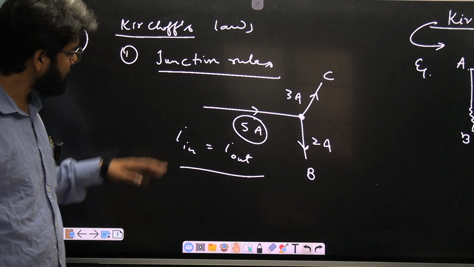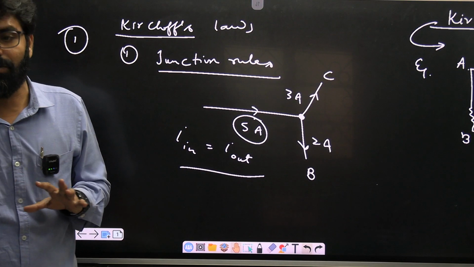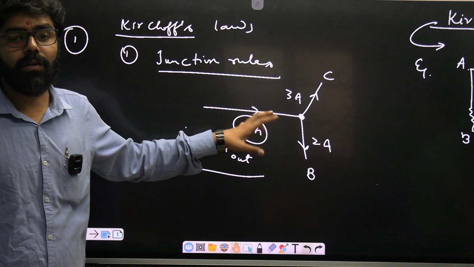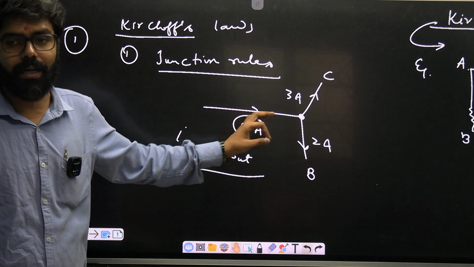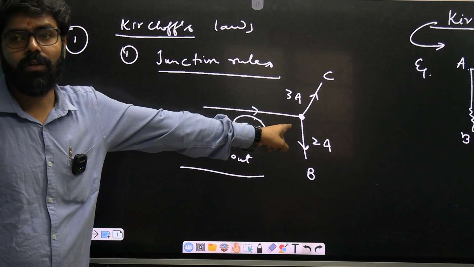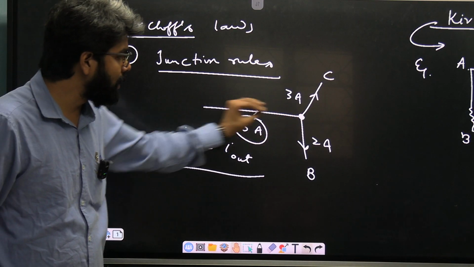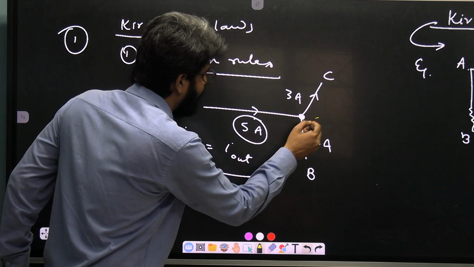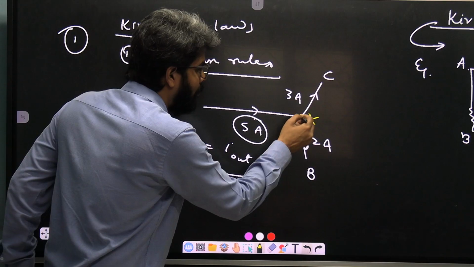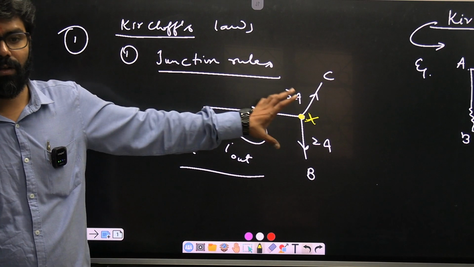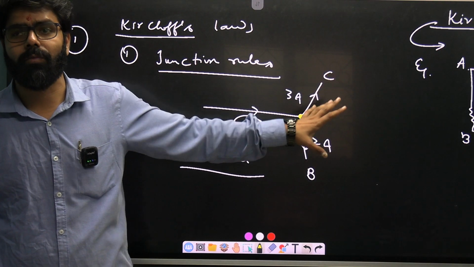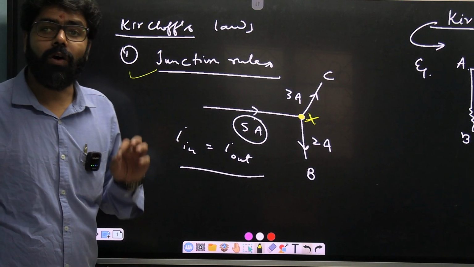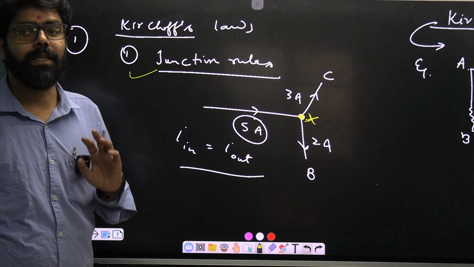Why is that? Because charges are conserved, and that means there cannot be any accumulation of charge at the junction. So per unit second, whatever charge enters through this yellow mark, that is X, must exit in that second through that junction or that yellow point. That is the main thing followed by the junction rule. So it is based on the conservation of charge principle.